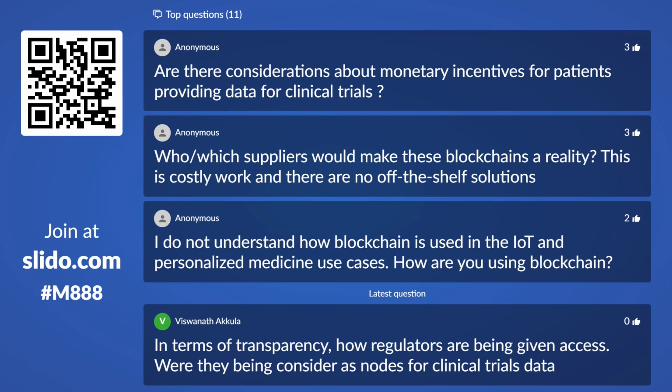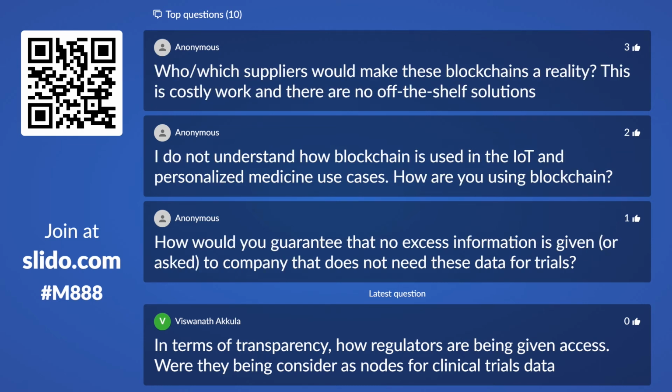Actually, Xenia, there is a follow-up question which has come up, which is: who and which suppliers would make these blockchains a reality? This is costly work and there are no off-the-shelf solutions. So can you talk about the supplier issue there?